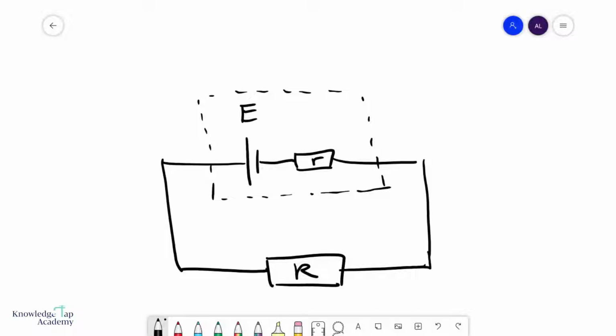In this video, we're going to discuss the concept of internal resistance. Now, what you are looking at over here is a typical battery. And previously, we always assumed that the battery simply produced EMF, but now we need to understand that all batteries have an inherent internal resistance, which we will denote with a small r.